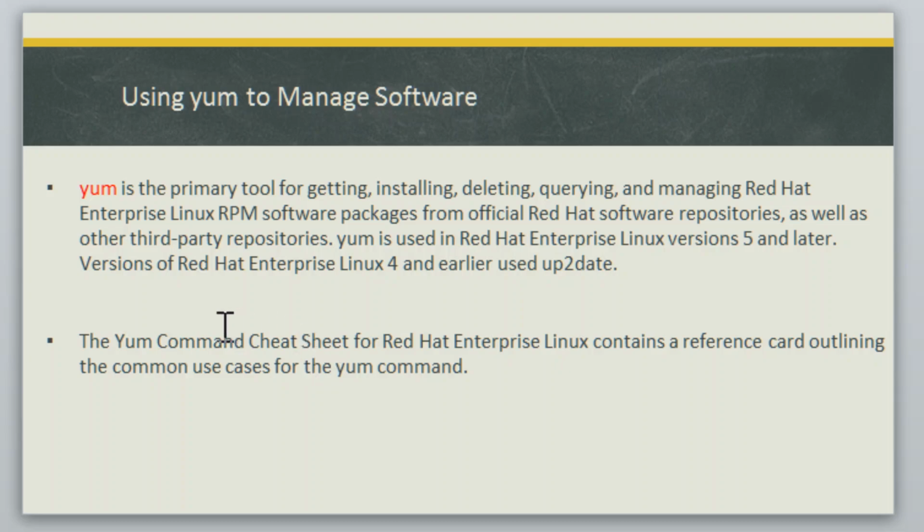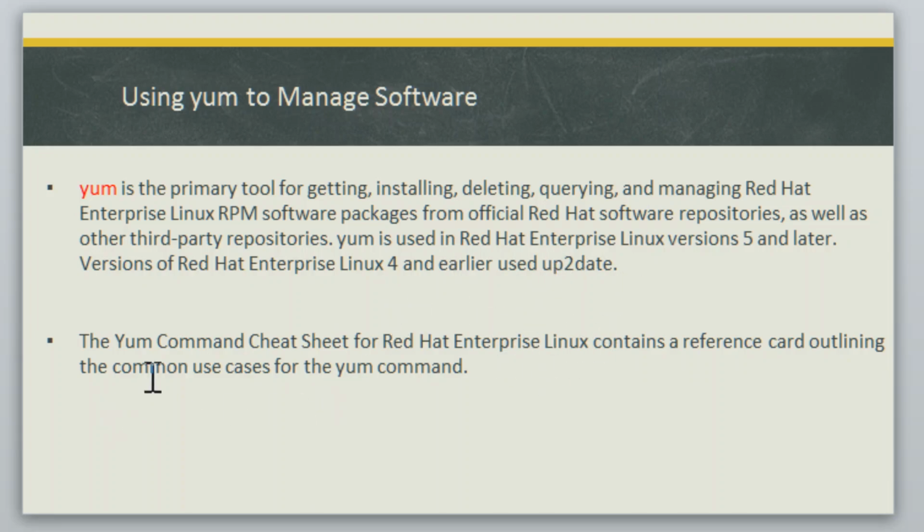So yum is how we're actually going to install and uninstall things. Okay. So yum is the primary tool for getting, installing, deleting, querying, and managing Red Hat Enterprise Linux RPM software packages from the official Red Hat software repositories, as well as other third-party repositories. Okay, so yum is used in Red Hat Enterprise Linux 5 and later. So versions of Red Hat Enterprise Linux 4 and earlier actually use something called up2date.